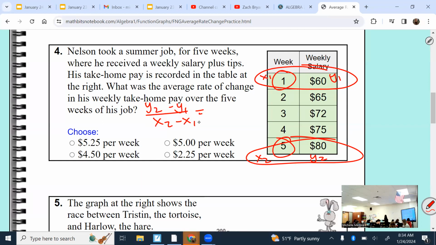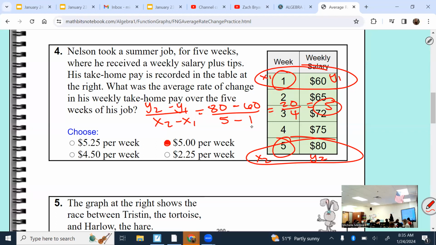So the way that I labeled it, what's my y2? 80. What's my y1? What's my x2? And what's my x1? What's 80 minus 60? What's 5 minus 1? What's 20 divided by 4? 5. It happens to not be a decimal, but it could be.